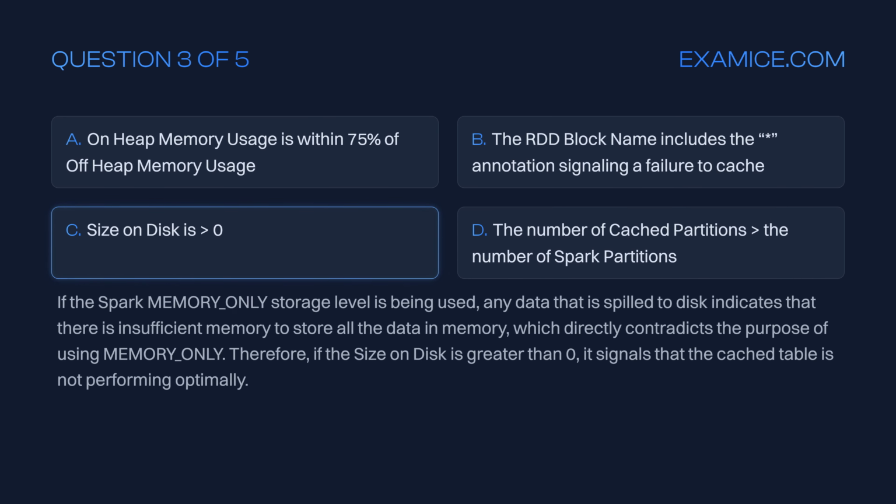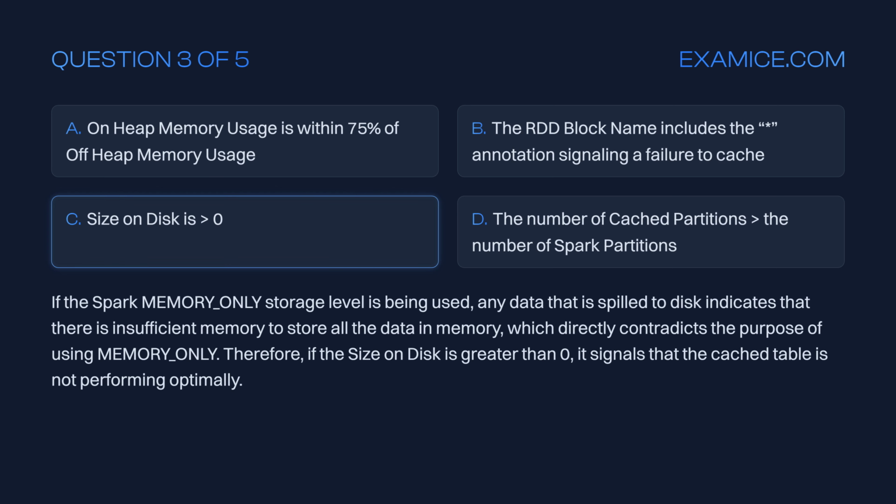The answer is option C. If the Spark memory-only storage level is being used, any data that is spilled to disk indicates that there is insufficient memory to store all the data in memory, which directly contradicts the purpose of using memory only. Therefore, if the size on disk is greater than 0, it signals that the cache table is not performing optimally.